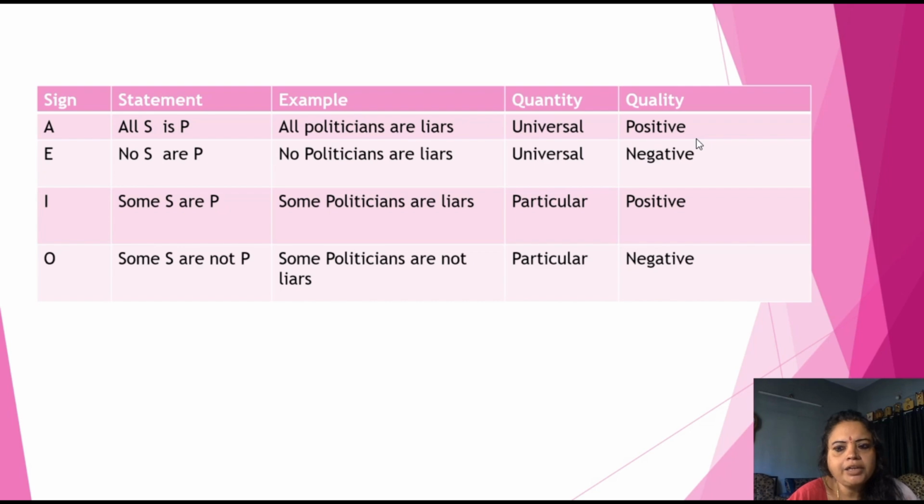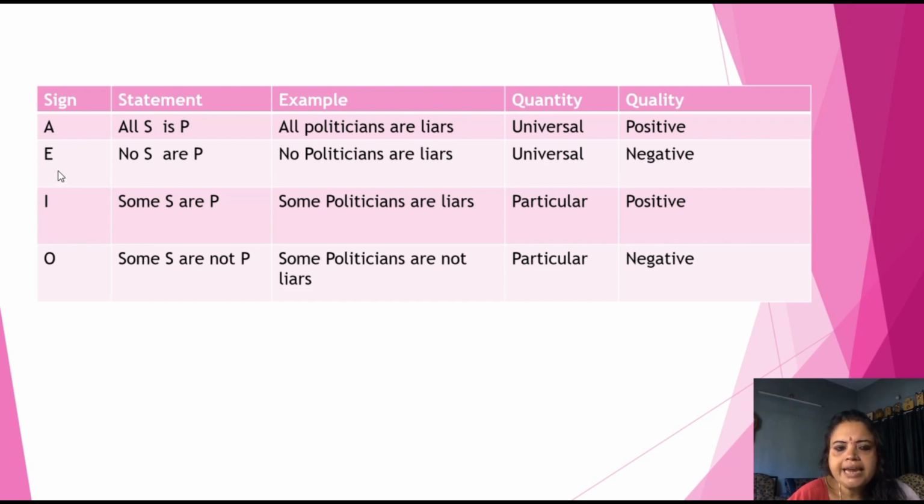So this is actually a universal statement, isn't it? Saying that all persons are like that. So we call it a positive statement. If we have a proposition starting with no or never, then it is called a negative statement. So we call it quantity and quality. So universal quantity and quality is positive in the case of A statement.